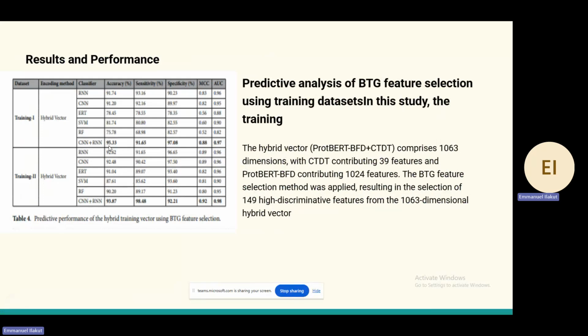But as you can see just from a summary, this is the classifier, this is the encoding method that was used. We used the hybrid vector and the results are here. And once again, you see, while all the rest are not bad, the highest accuracy was obtained by using a combination of the CNN and RNN networks.